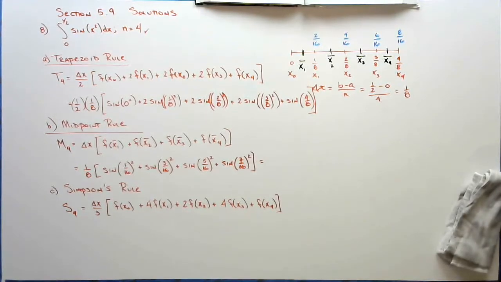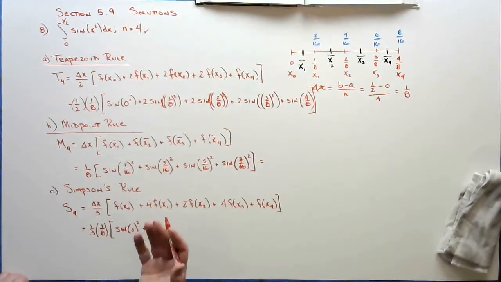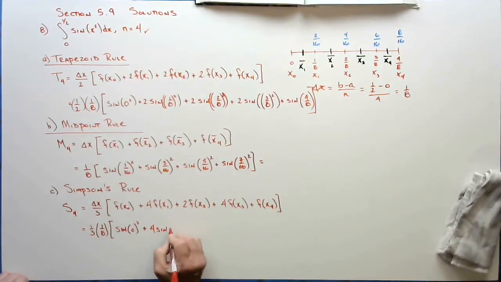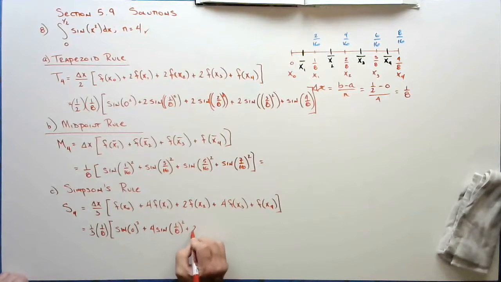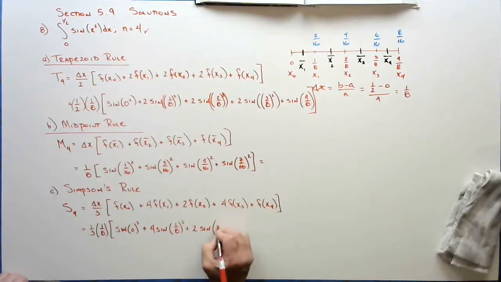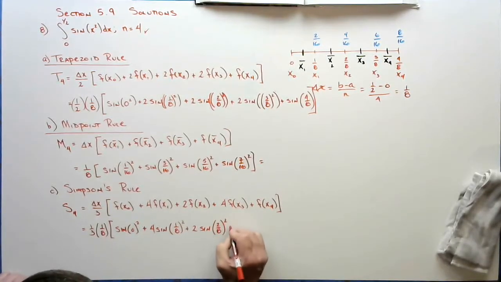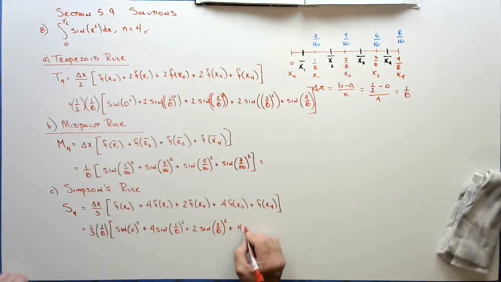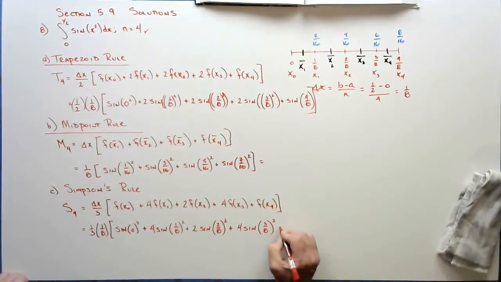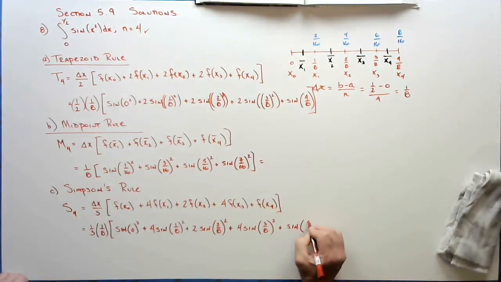That's our pattern. So if we were to do this, this would be 1/3 times our delta x, which is 1/8, times the sine of 0 squared, plus 4 times the sine of 1/8 squared, plus 2 times the sine of 2/8 squared, plus 4 times the sine of 3/8 squared, plus the sine of 4/8 squared.